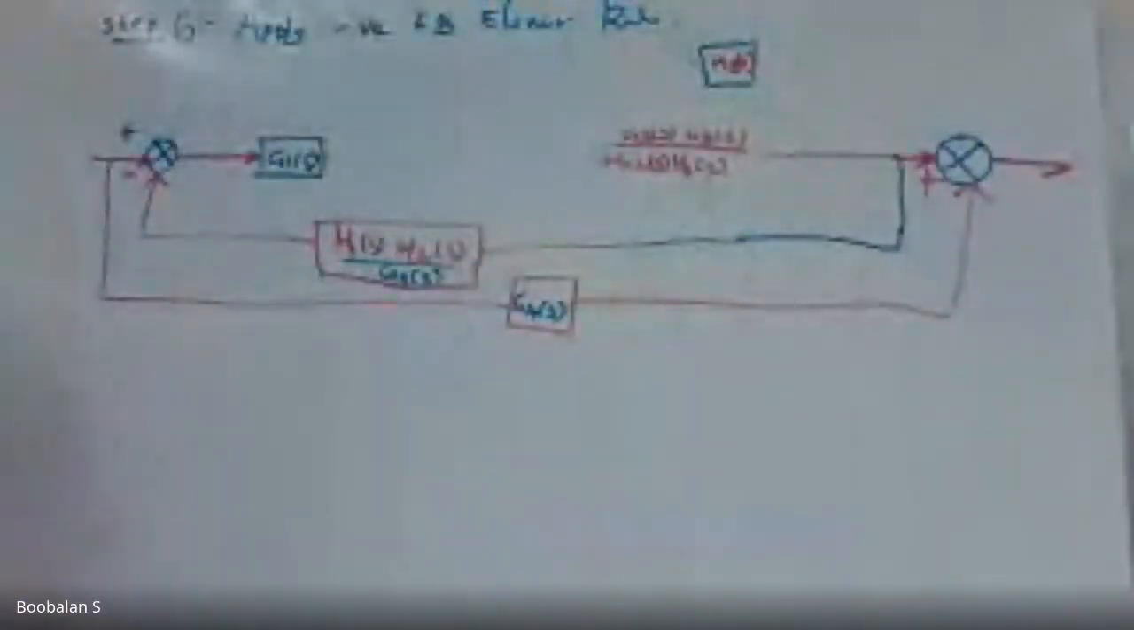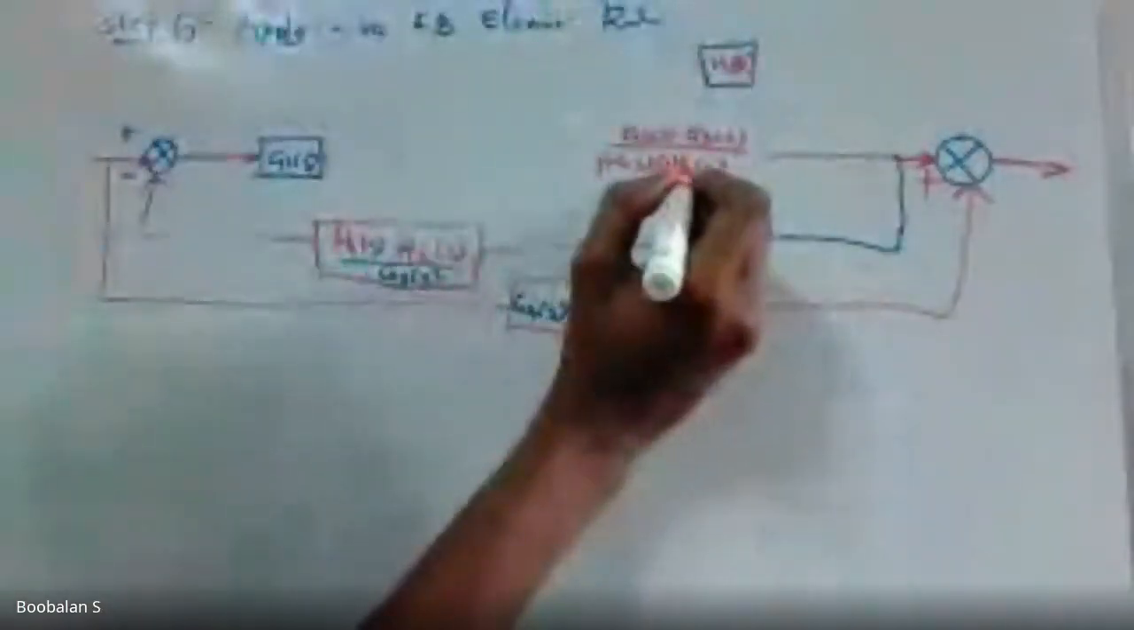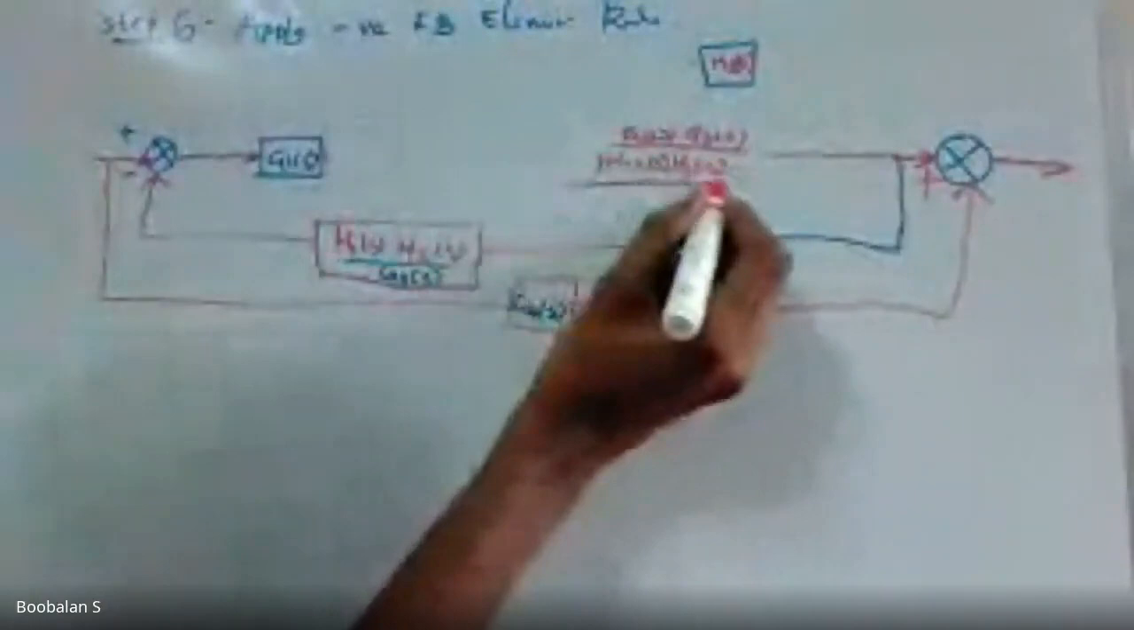This is what my G. I'm just going to keep it G as same. Now G divided by 1 plus GH, that's all, right? This is what my original G: G2, G3, G2, G3, right? The total divided by, right?